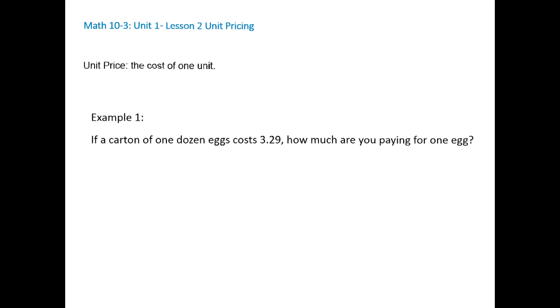To define unit pricing, really it's the cost of one unit. Unit means one. A good example is this first one: if you have a carton of 1 dozen eggs and it costs $3.29, how much do you pay for one egg? So one egg is the unit. We can do that by recognizing that we're paying $3.29 and we're getting a dozen eggs, which is 12 eggs. If I divide that out, that gives me the cost, which is about 27 cents per one egg. And so we now have the unit price for each egg.